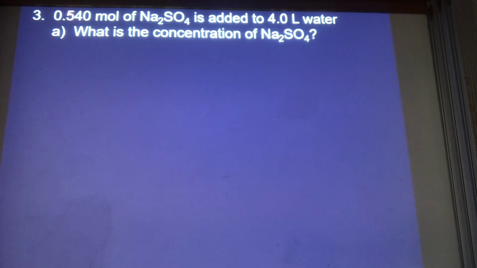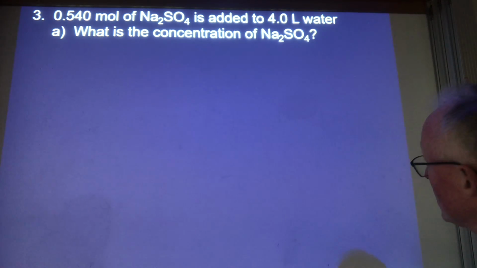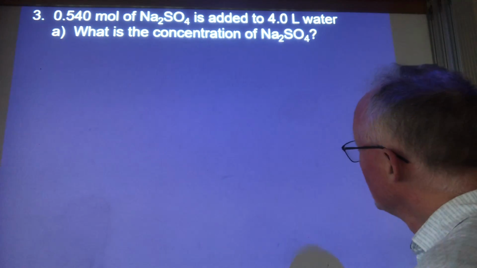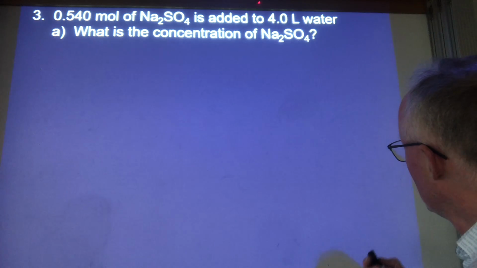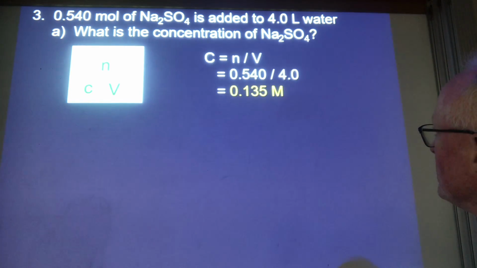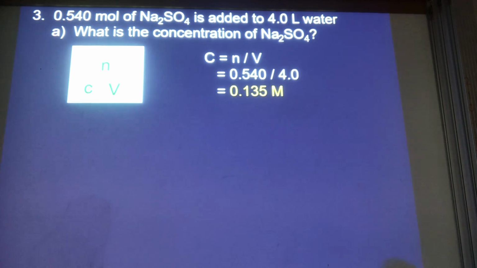Okay, so 0.54 moles of sodium sulfate is added to 4 litres of water. What is the concentration of sodium sulfate, you might ask? Well, that's pretty easy to work out. We simply divide 0.54 by 4. C equals N over V. Do the division and you get 0.135 molar solution.